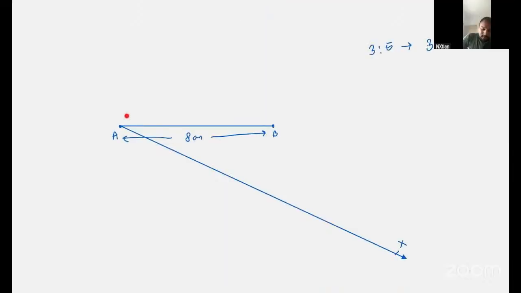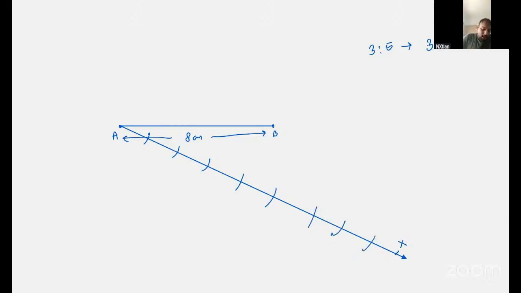Now put your needle on A, cut 8 arcs like this of equal distance without disturbing the compass measurement. So A1, A2, A3, A4, A5, A6, A7, A8. Equal measurement. I hope it is there.